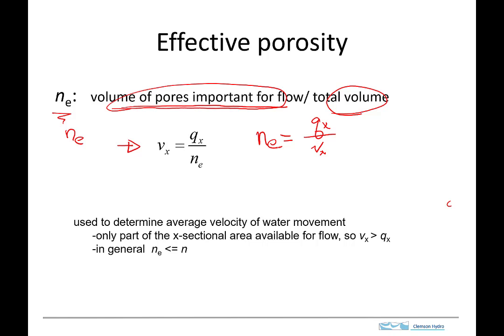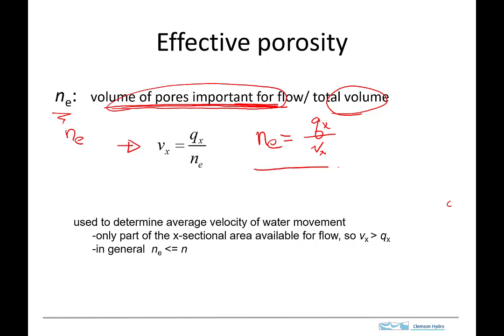And in fact, if this is the volume of pores that are important to flow, not all of the pores in porous media will be used by the flow, and some of the pores will be dead-end pores, for example, or some of them will be too small to support flow. So the effective porosity will always be less than the total porosity.